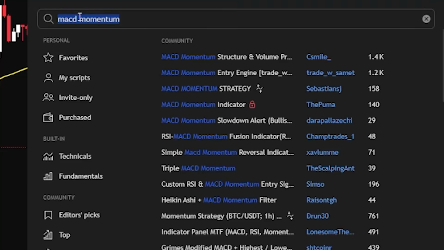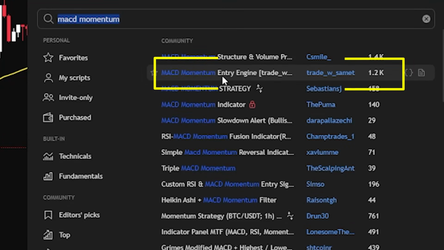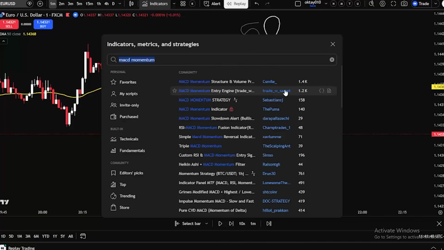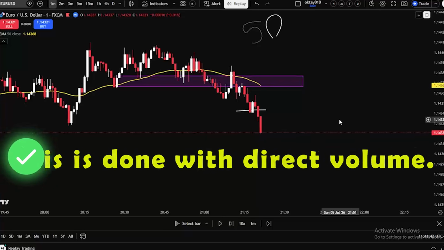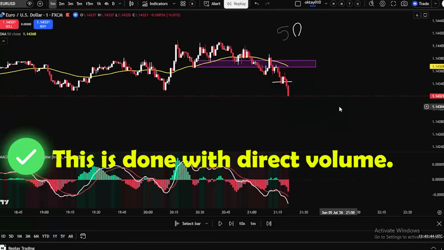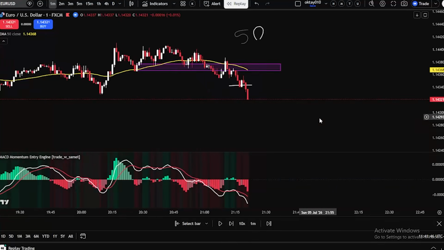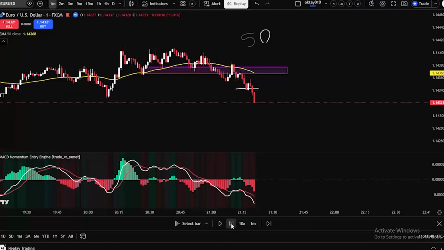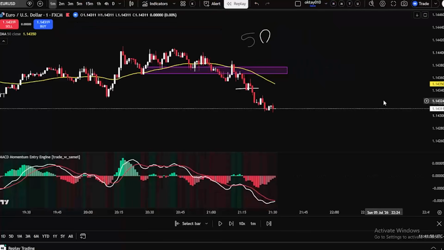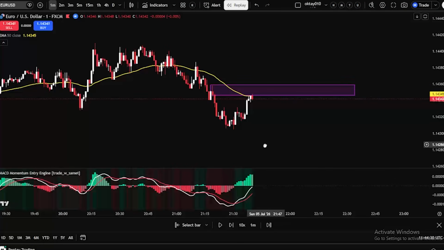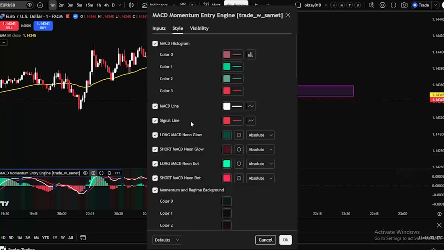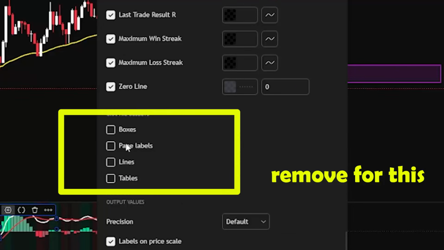Step 3, confirm the MACD move. Add this indicator to the chart. Main momentum engine, MACD. Before entering, we confirm the move using the MACD settings. This should be in the style section. Go down, remove all this phrase graphic object, and that's it.